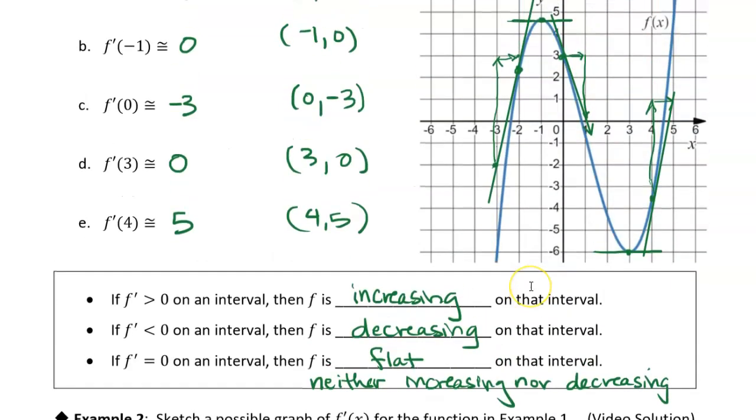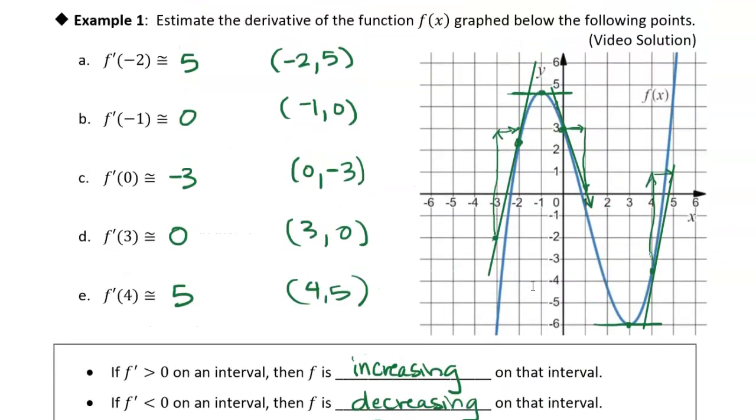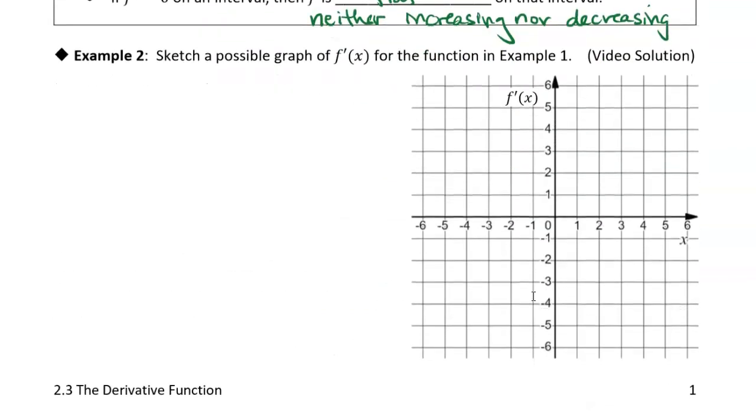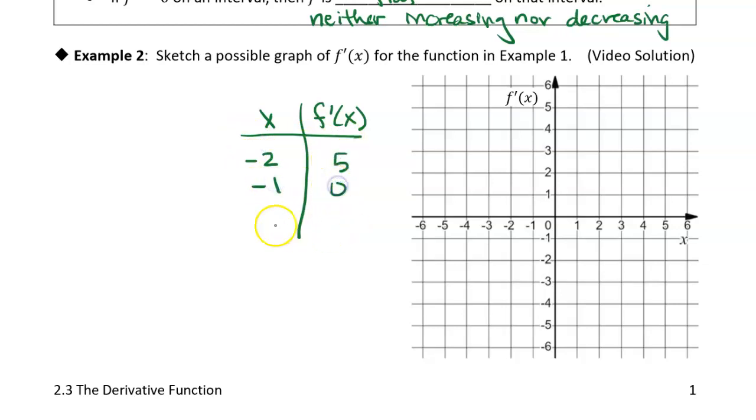Now let's go back to what we were doing, which was to take these points and graph the derivative as a function. So we're going to graph the derivative function. We have these points. I'm going to copy them down here. We have x and f prime of x, and I'm going to graph f prime of x. The values I got up above were -2, 5, -1, 0, 0, -3, 3, 0, and 4, 5. That's my table of values.